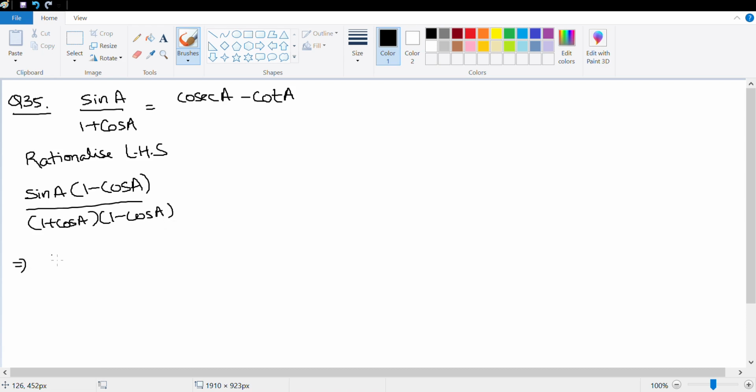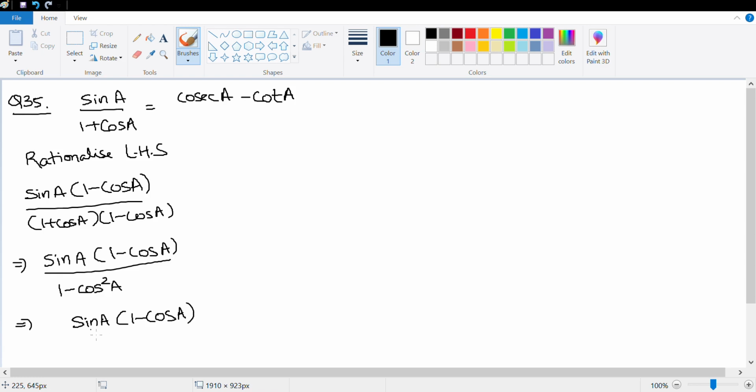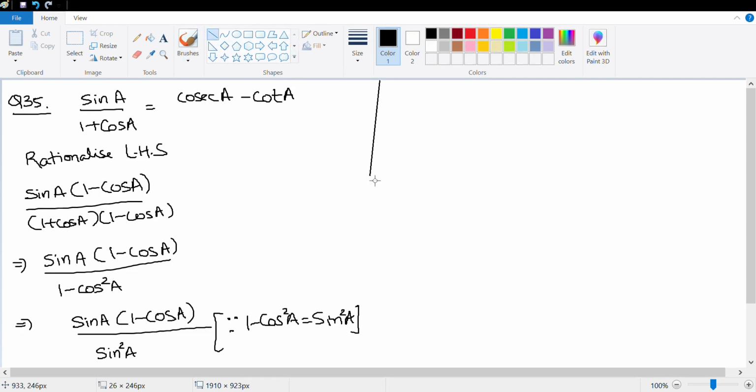This gives me sine A times 1 minus cos A, and this is basically nothing but x plus y into x minus y, which is x square minus y square. Now this basically turns out to be sin A times 1 minus cos A upon 1 minus cos square A, which is nothing but sin square A. Reason being, since 1 minus cos square A is equal to sin square A. Done. Let's look at the next step.